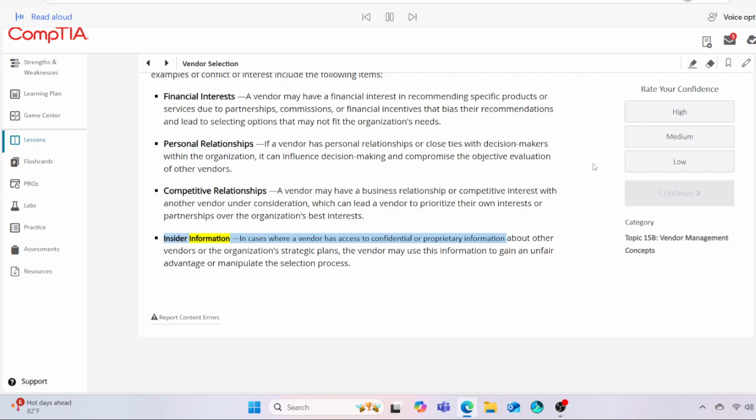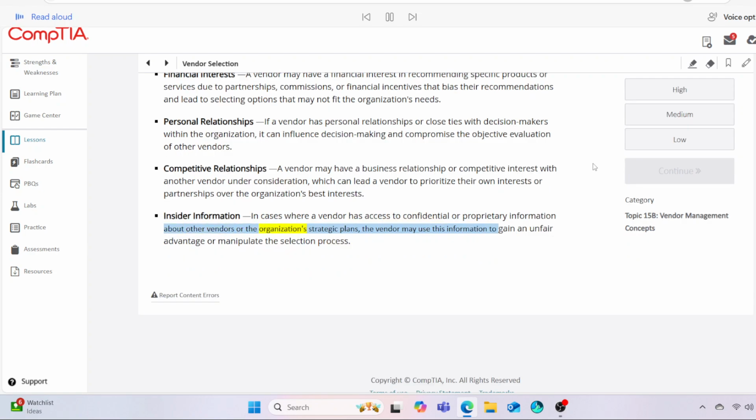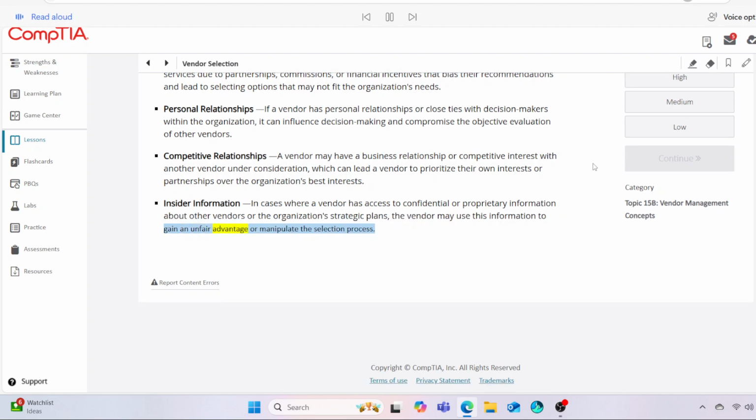Insider information. In cases where a vendor has access to confidential or proprietary information about other vendors or the organization's strategic plans, the vendor may use this information to gain an unfair advantage or manipulate the selection process.